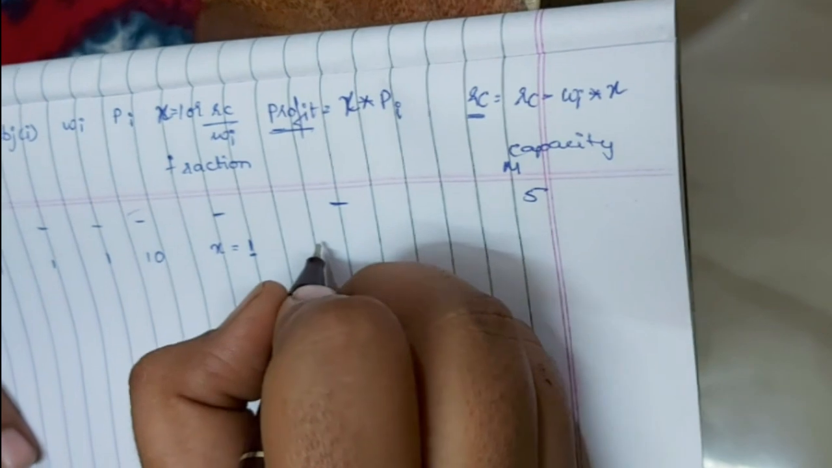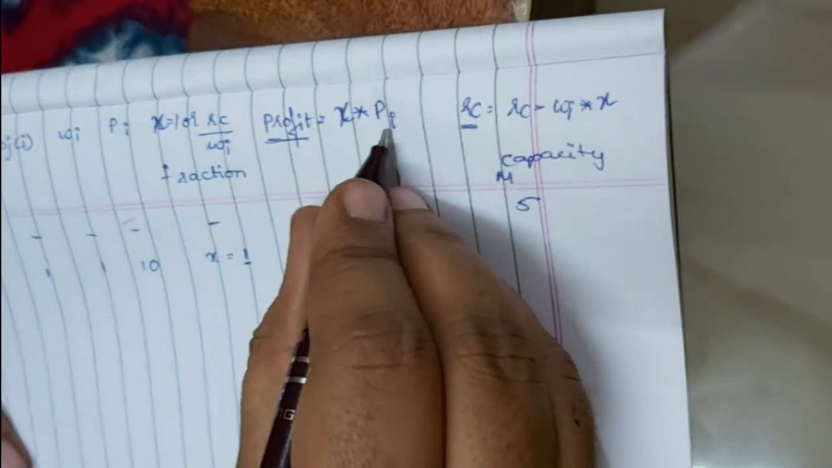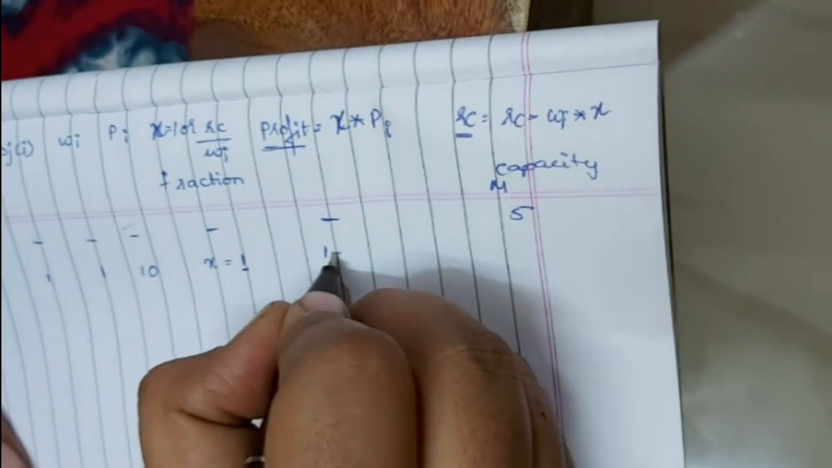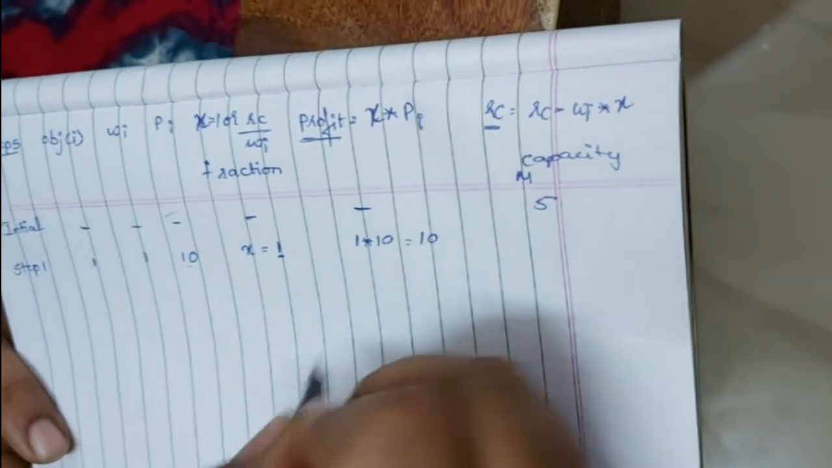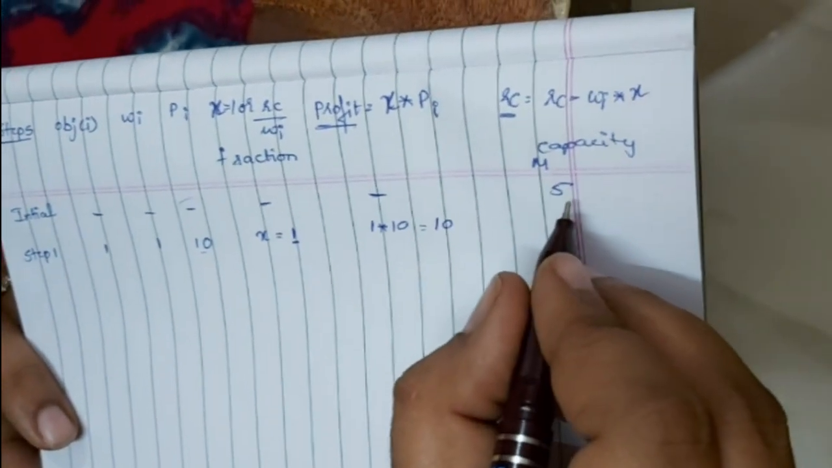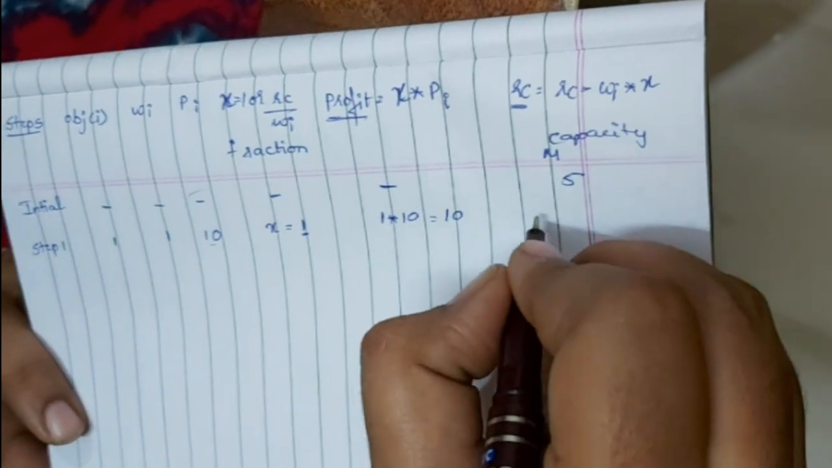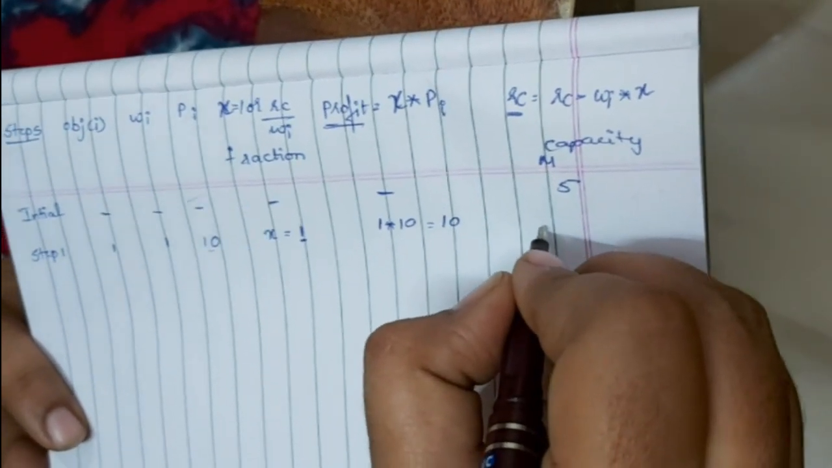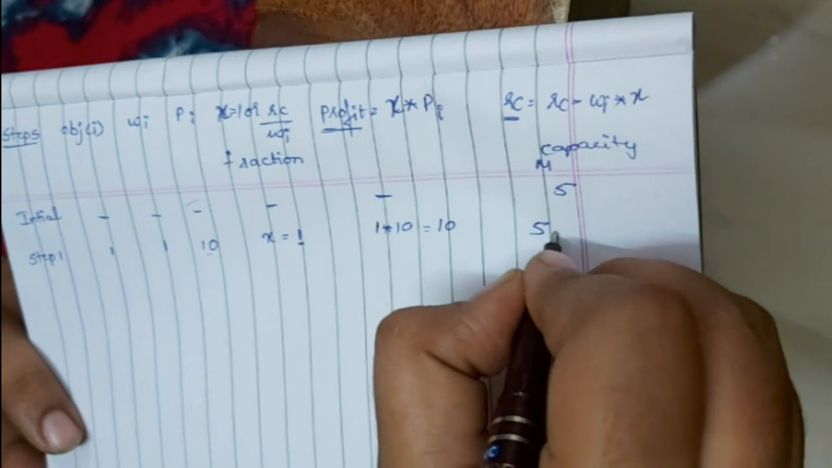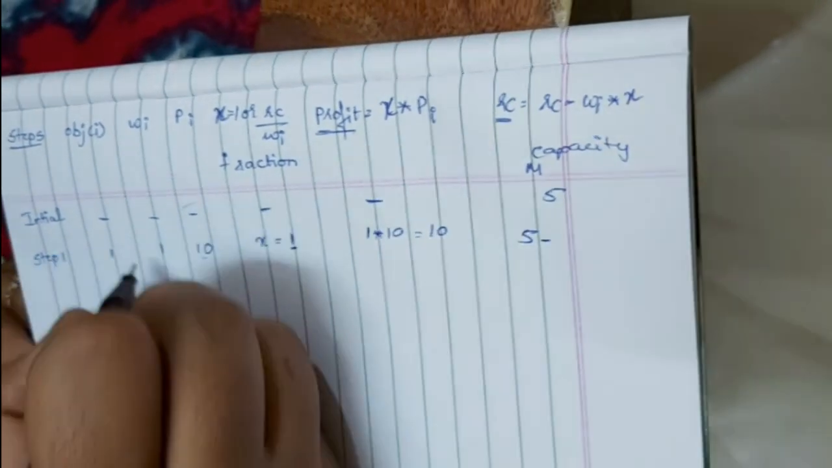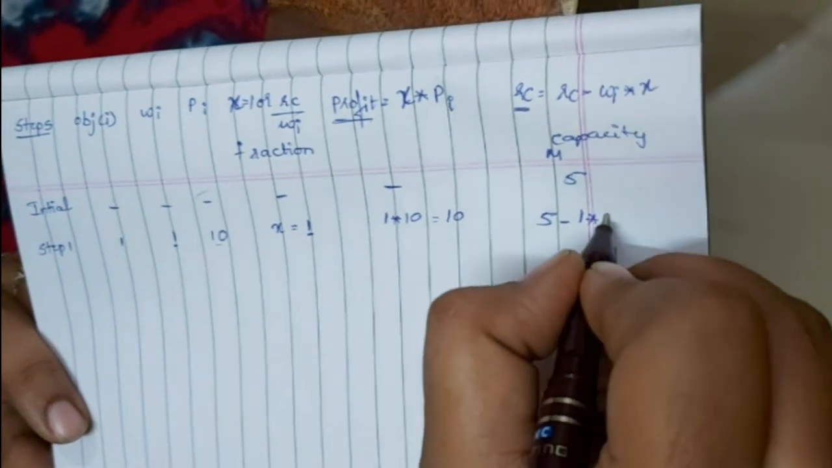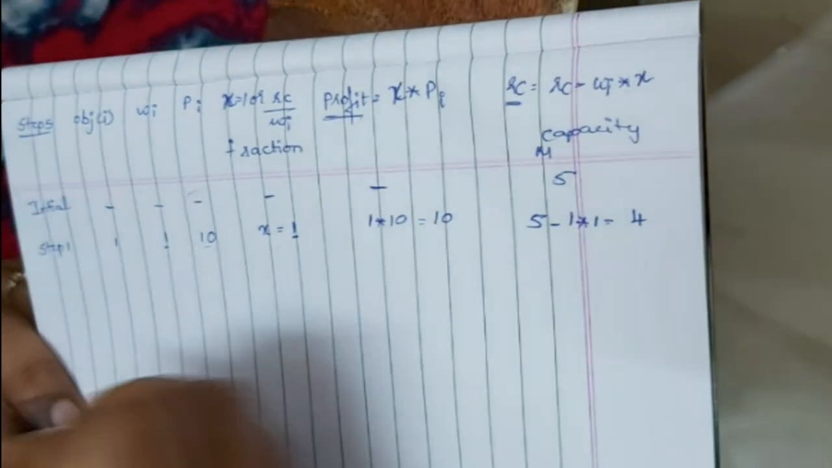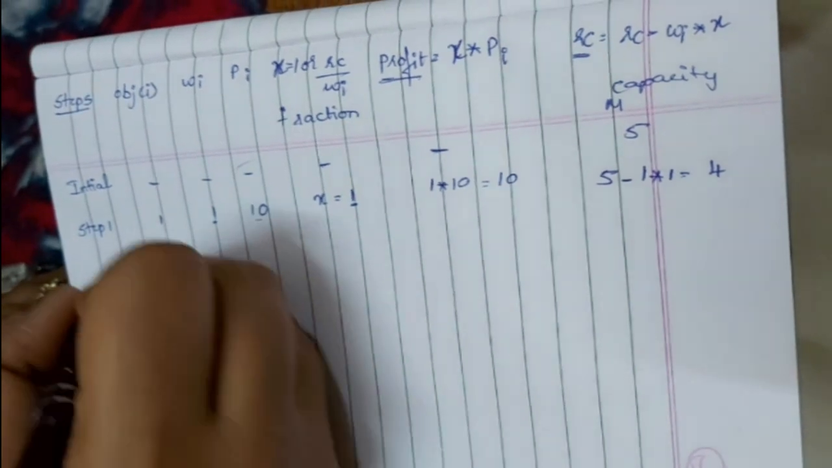So what will be the profit? x into pi. x value is 1. What is the pi value? 10. So the profit will be 10. Remaining capacity will be RC minus weight. RC, the remaining weight, is 5, minus weight. What is weight? 1 into x. x value is 1. So what is it? 4. 4 is the remaining capacity of the knapsack.